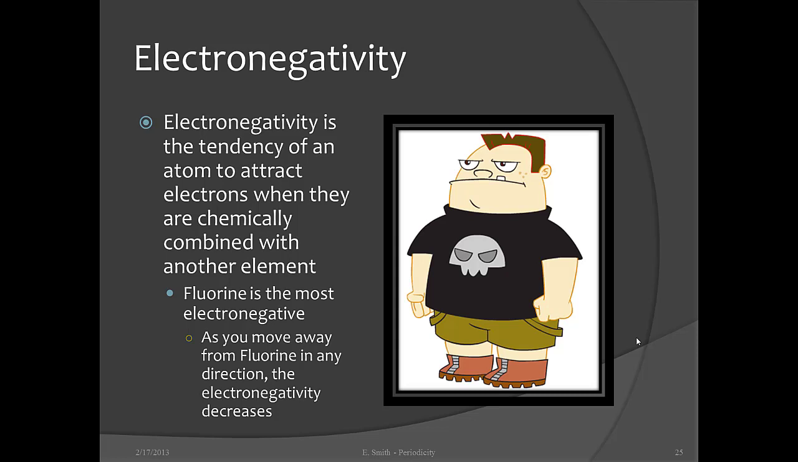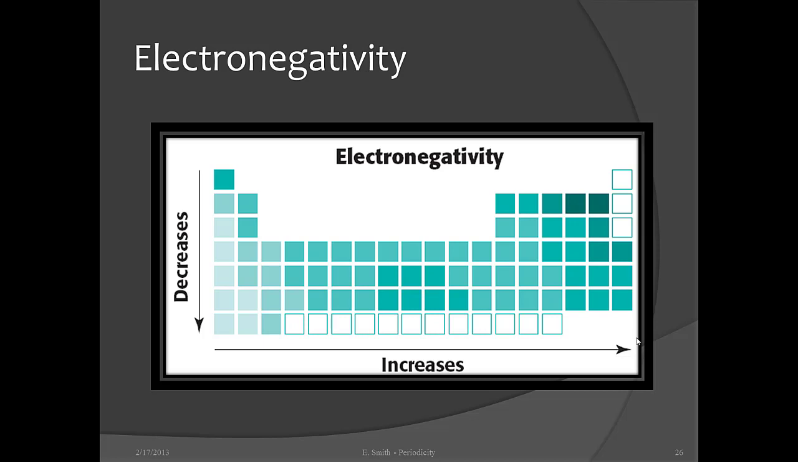And so fluorine is one of the most electronegative, has the highest ability to attract electrons when it's combined with another element. And basically everything pales in comparison to fluorine. So as you move away from fluorine in any direction, the electronegativity decreases. And here is a picture of it. You can see it with the very dark colored region for electronegativity where fluorine is located. And as we go down a group, it decreases. But as we move from left to right across the periodic table, it increases. Or if you want to look at it from the fluorine standpoint, as you move from right to left, it's decreasing in all directions.